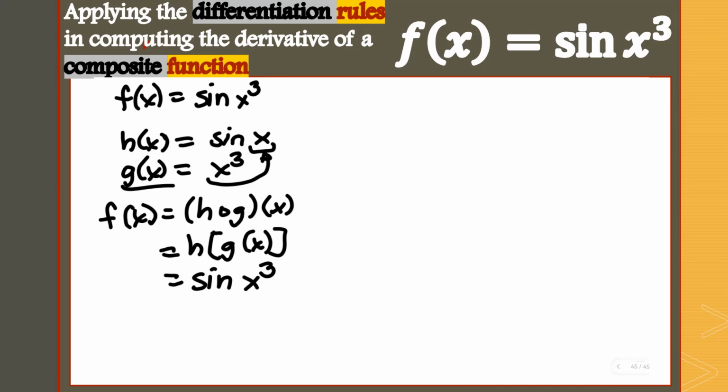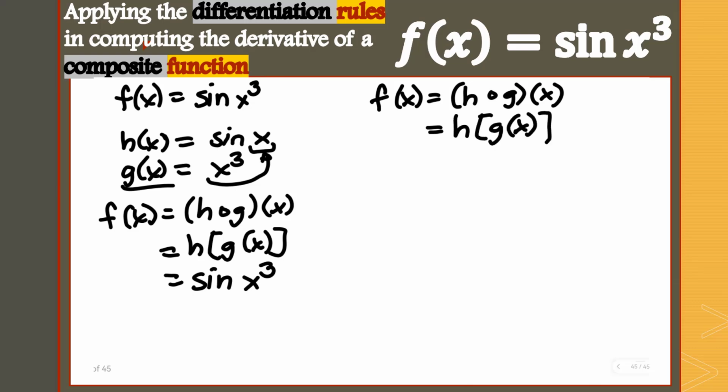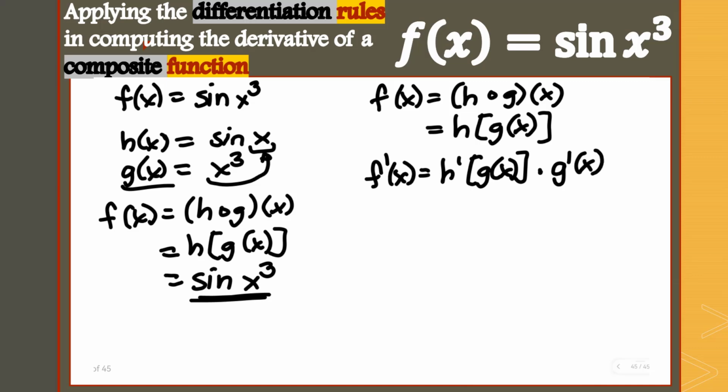this given function. For our f of x, which could be expressed as h of g of x, which is in turn equivalent to this form by definition of composite function, its first derivative is: take the derivative of the h of x, treating this as 1, then multiply that with the derivative of your g of x, which is in this case the angle itself.